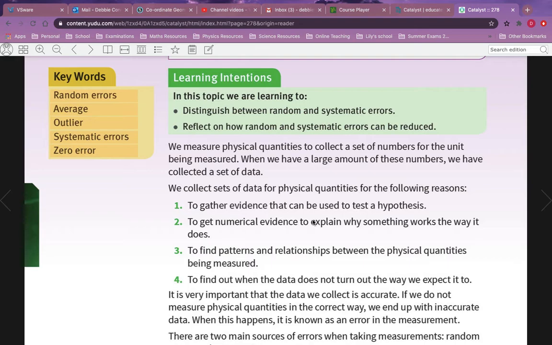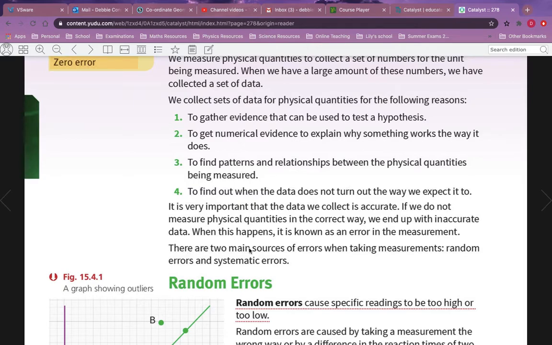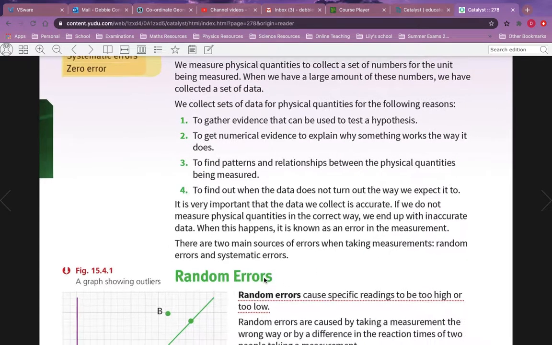So we do experiments in Leaving Cert physics to measure acceleration due to gravity, and the key here is we know the answer. So we know what the answer should be, and if you don't take your measurements correctly, then you won't get that answer. There are 2 main sources of error when taking measurements: random errors and systematic errors. So you need that in your notes.